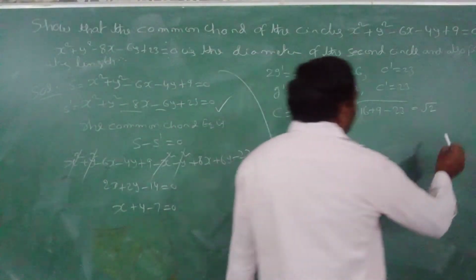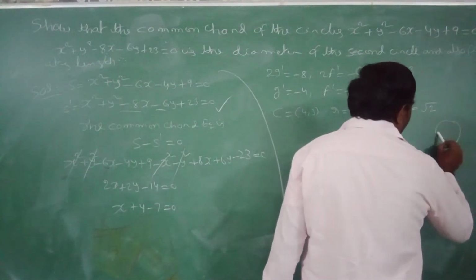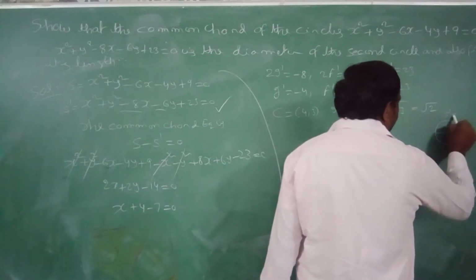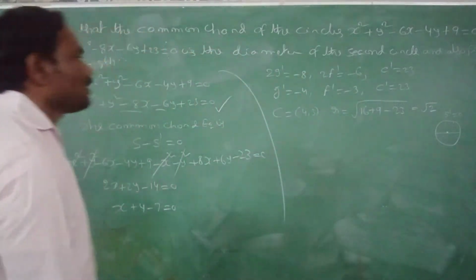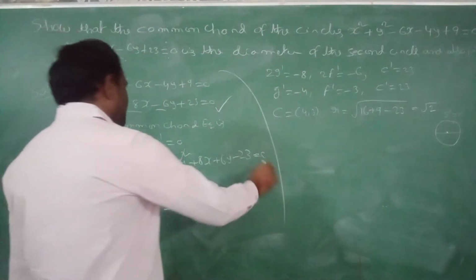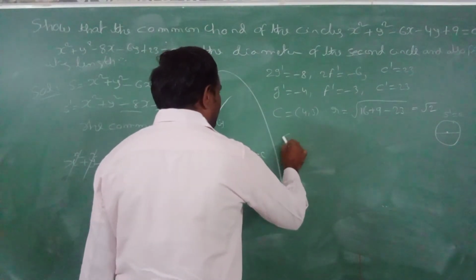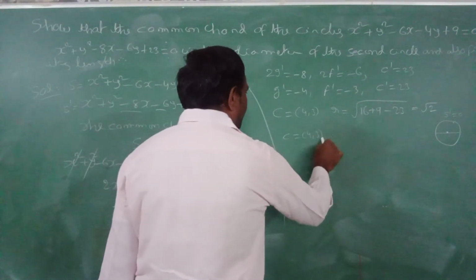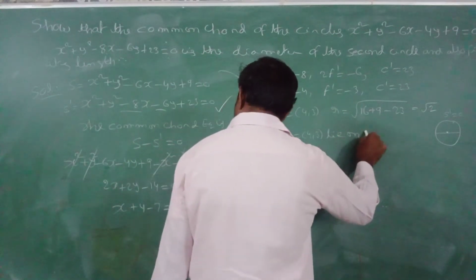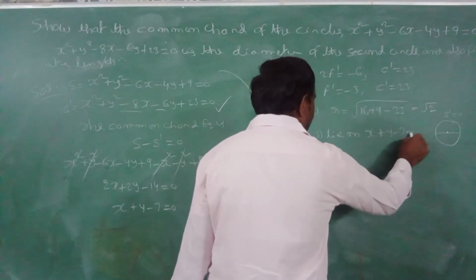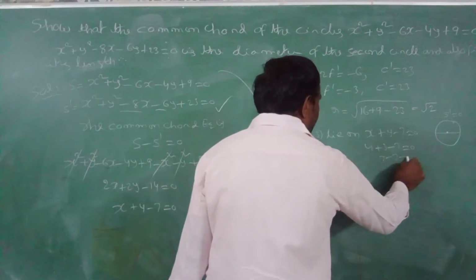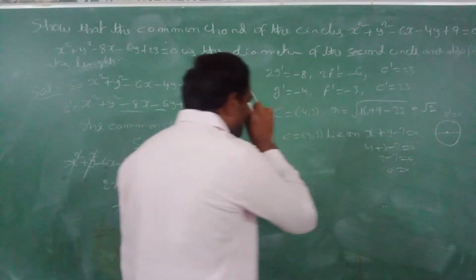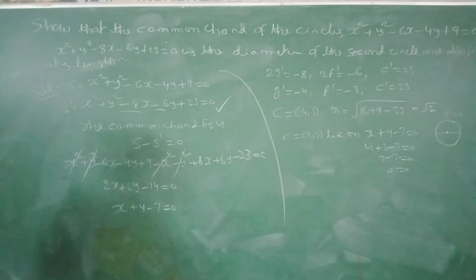So the common chord is the diameter of the second circle, S dash is equal to 0. So the center lies on the common chord. Substitute the center in the common chord. See, 4 comma 3 lies on x plus y minus 7 is equal to 0. 4 plus 3 minus 7, 7 minus 7 is equal to 0. 0 is equal to 0. So clearly the common chord is the diameter of the second circle.